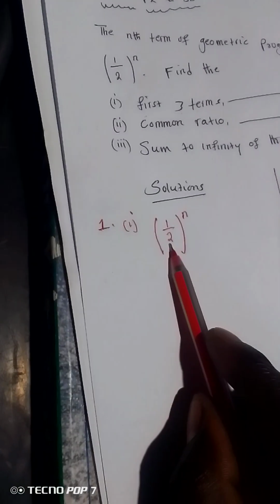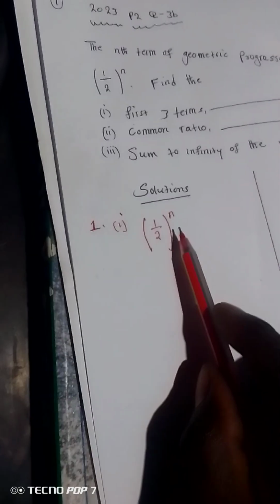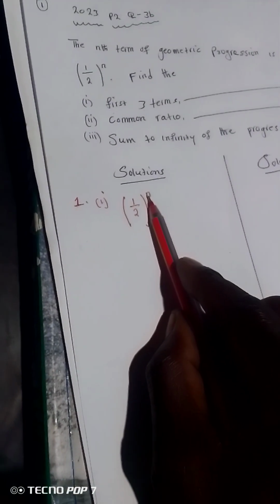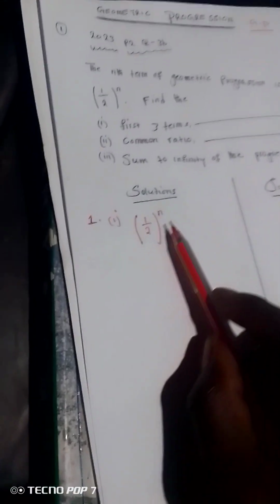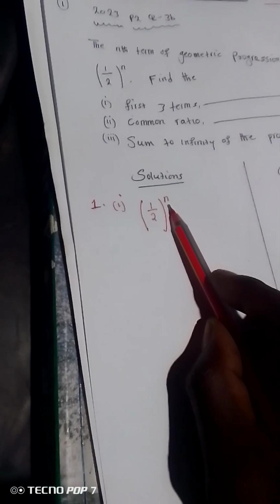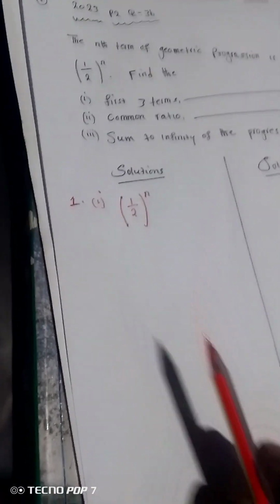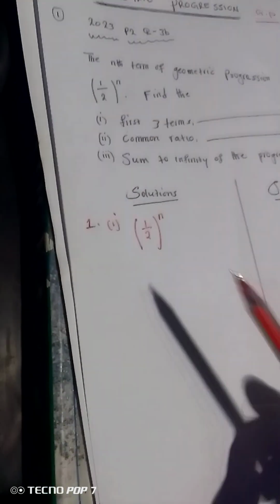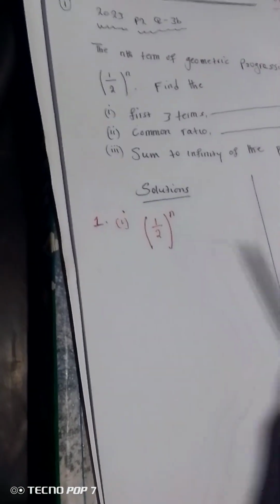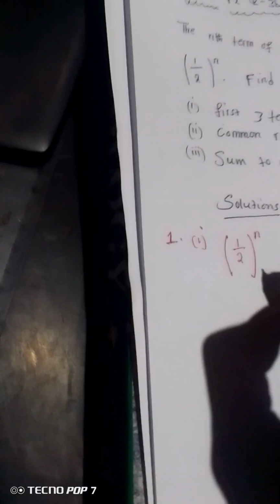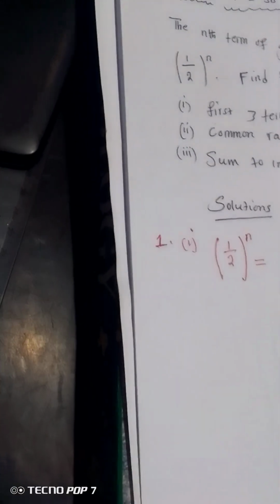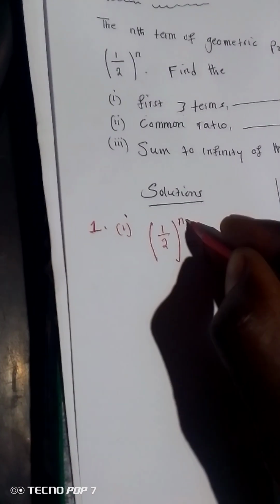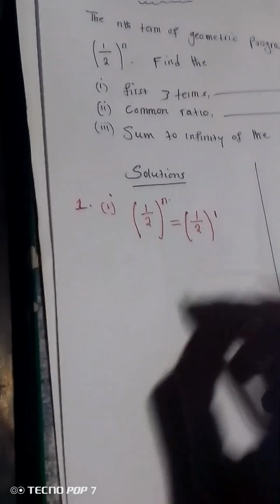Now to find the first term, we are going to put 1 where there is n. You see, guys, very simple. We substitute 1 where there is n. Why? Because 1 means the first. The word first means 1. So there we go. 1 over 2, where we have n, we'll put a 1 there.